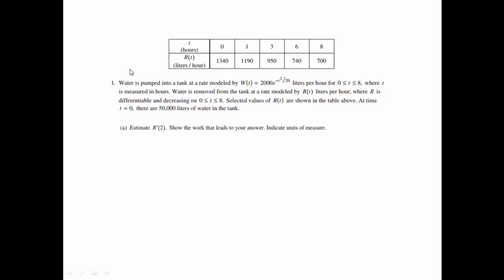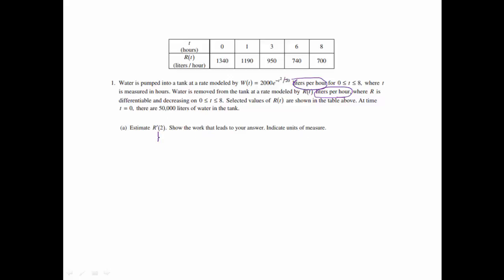So here we go. Water is pumped into a tank at a rate modeled by W of t equals 2,000 e to the negative t squared over 20 liters per hour. I'm just going to circle my units here. Where t is measured in hours. Water is removed from the tank at a rate modeled by R of t, once again liters per hour, where R is differentiable and decreasing on t between 0 and 8. Selected values of R of t are shown in the table above. At time t equals 0, there are 50,000 liters of water in the tank. The first thing it asks us to do is to estimate R prime of 2, show the work that leads to your answer, and include units of measure.